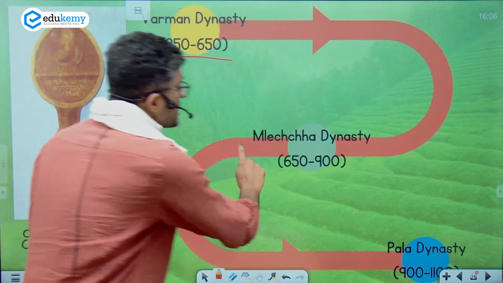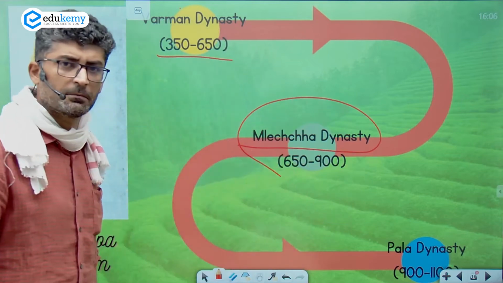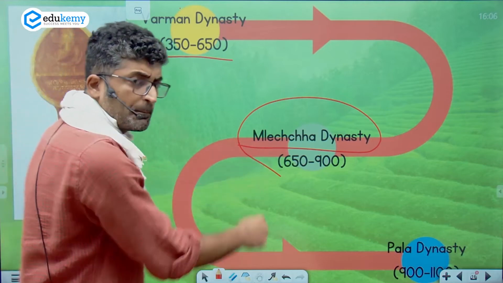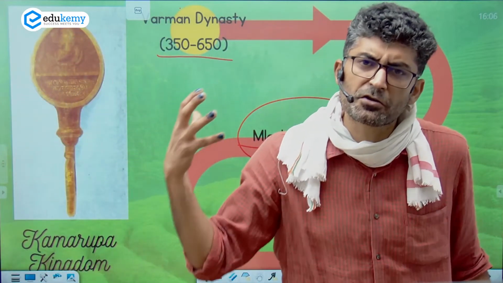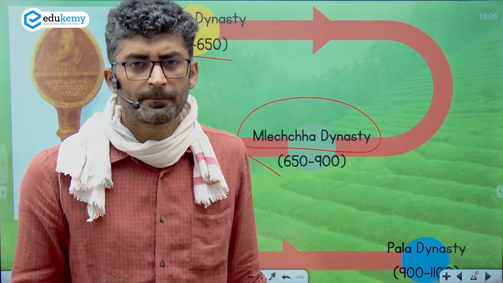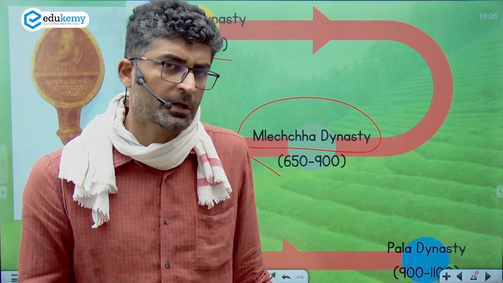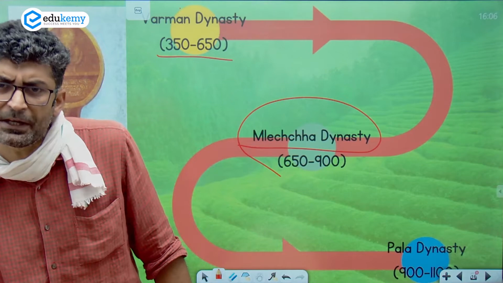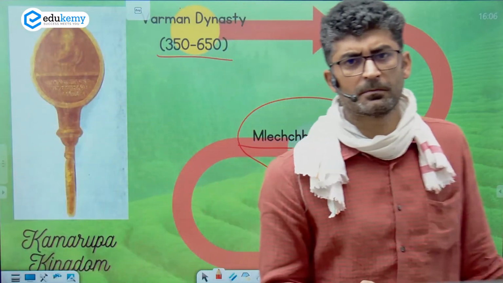Then came the Mlechchha dynasty. This is the same time period when Bengal started undergoing that flux of chaos as well, right? Matsya Nyaya, which we are told about. Now, fortunately for Bengal, Matsya Nyaya, the period got over after 100 years.